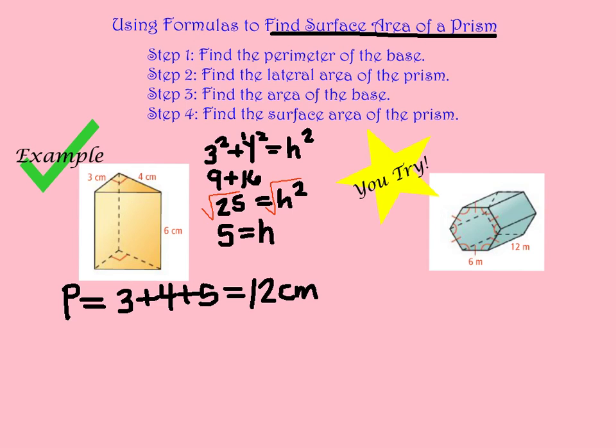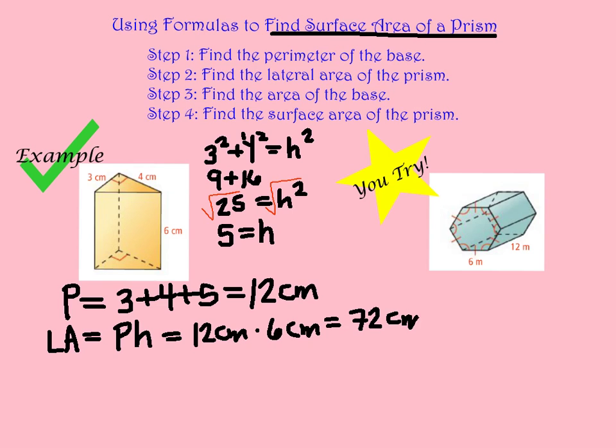Our step 2 says, find the lateral area of the prism. Well, we know for lateral area, that's equal to the product of the perimeter times the height. So perimeter times height. Well, we know our perimeter was 12 centimeters. And we're multiplying this by our height, which is 6 centimeters. It's given in the picture. So 12 times 6 is 72 centimeters squared.